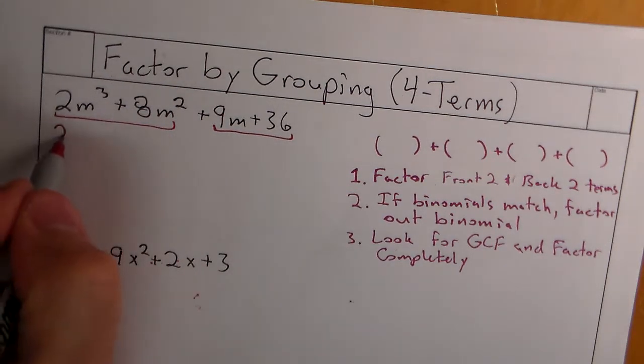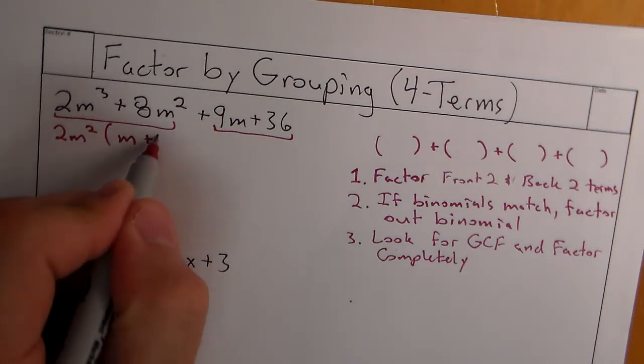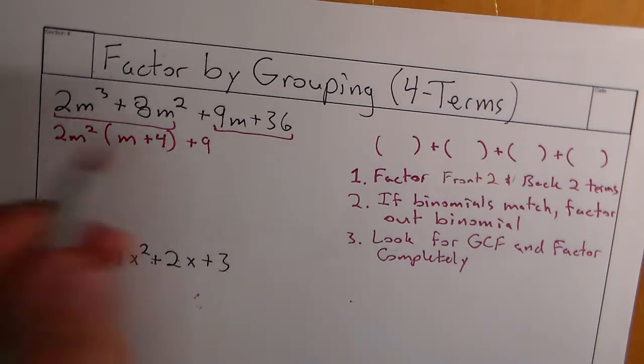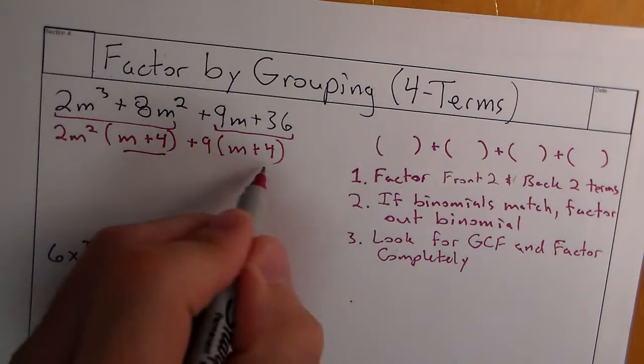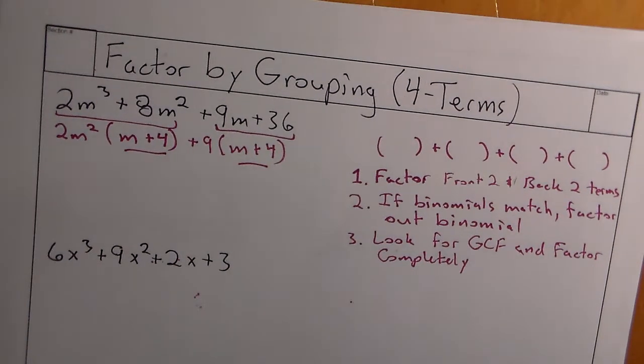So these two have a 2m squared in common. That leaves me with an m plus 4. The back two have a 9 in common, and that leaves me with an m plus 4. These both match, and that is the key. If you can get those two terms to match after you factored out, this process is going to work.